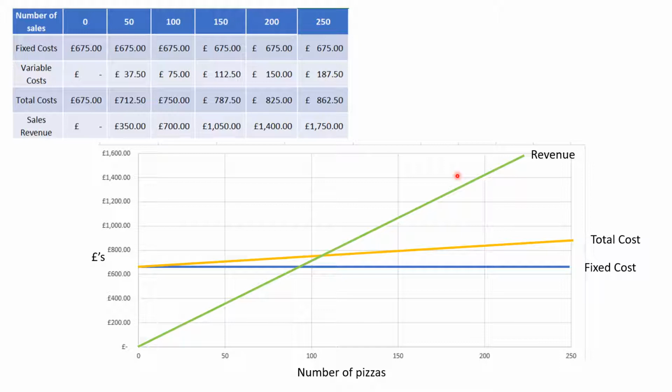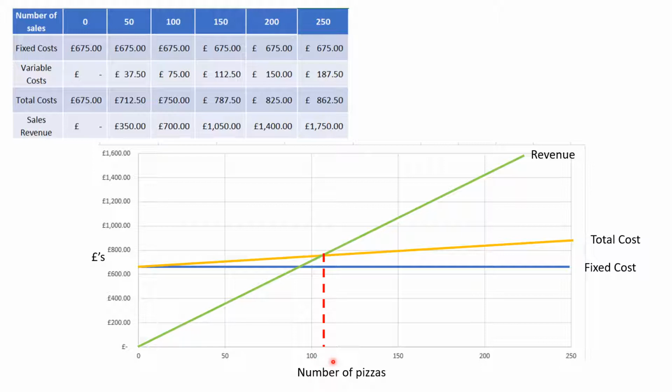So I've drawn my break-even chart, I've labelled the lines, all I need to do is put the break-even point on. The break-even point is when revenue equals total cost. Where the green and the yellow lines cross, we will draw a dotted line down.